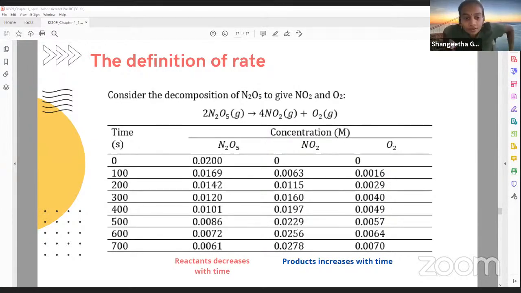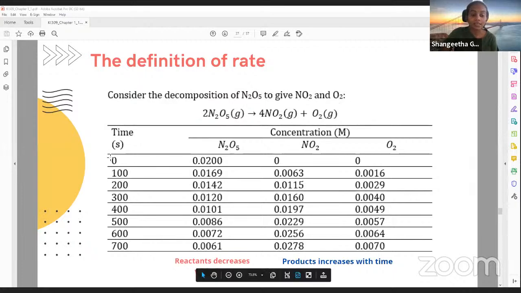All right. So, another question to consider. This one, the answers are already here. Let me just go through with you so that you understand what we have been trying to define in the last few slides. This is an example where you want to consider the decomposition of your N2O5 to produce NO2 and oxygen.